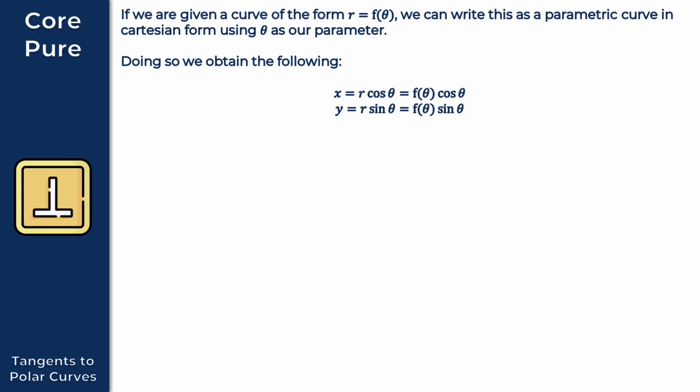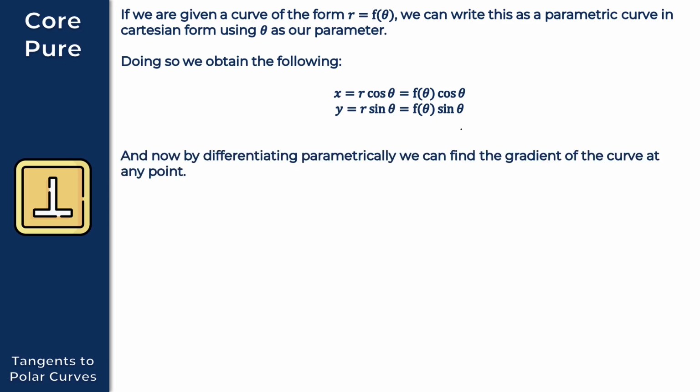So x here is equal to r cos theta. Now if r is equal to f of theta, then we get f of theta cos theta. And then doing the same for y, y is equal to r sine theta, so in that case we get f of theta sine theta. And now by differentiating parametrically here, we can find the gradient of the curve at any point. So just recall for parametric differentiation, dy by dx is equal to dy by d theta divided by dx by d theta here.